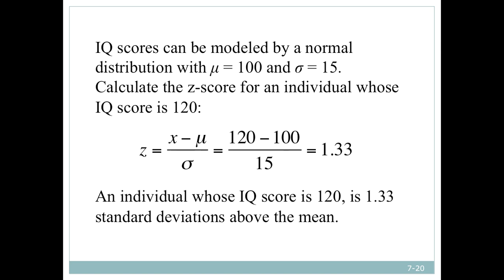So in order to calculate a z-score, I always take whatever I'm interested in, which in this case is my 120. I subtract my mean, and then I divide by my standard deviation. And one thing you want to be sure of is that if you're doing this in your calculator all at once, you want to make sure you put parentheses around the numerator. So you should get a value of 1.33. So an individual whose IQ score is 120 corresponds to 1.33 standard deviations above the mean.